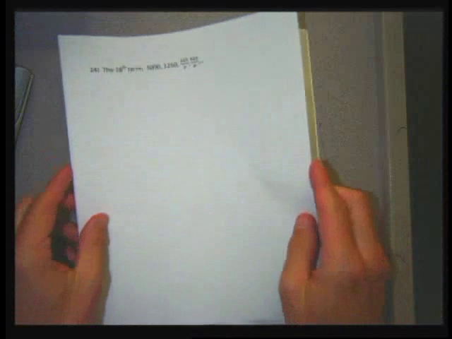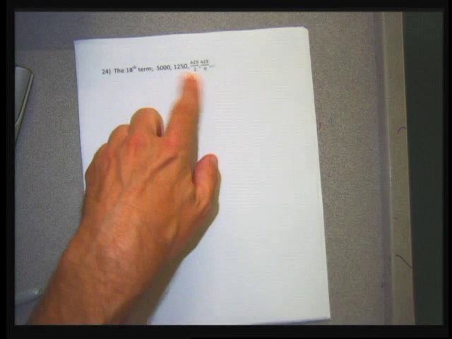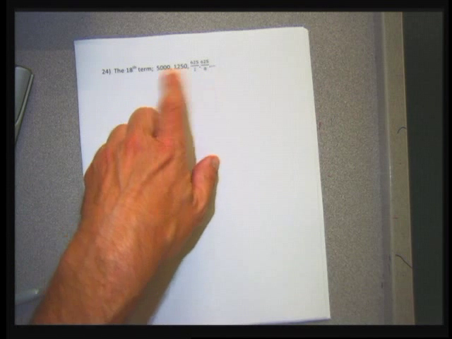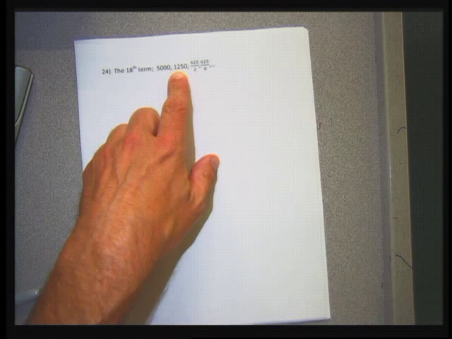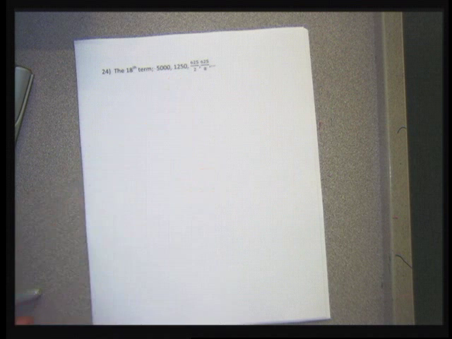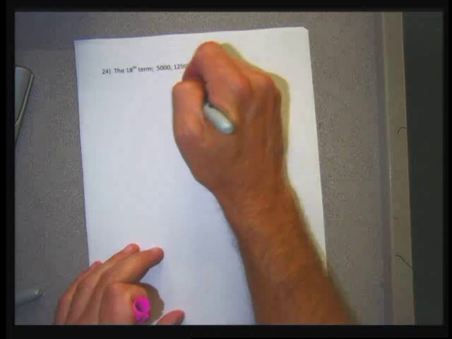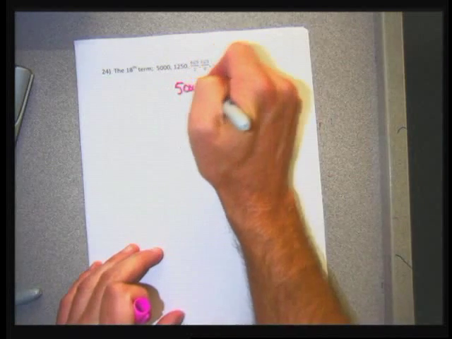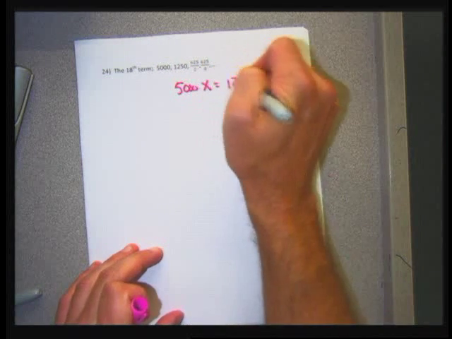24 would be super tough, I think, to do without a calculator. Because to figure out how to get from here to here, that's tough. How do I get from 5,000 to 1250? What do I multiply by 5,000 to get to 1250? So it says 5,000 times what gives me 1250?